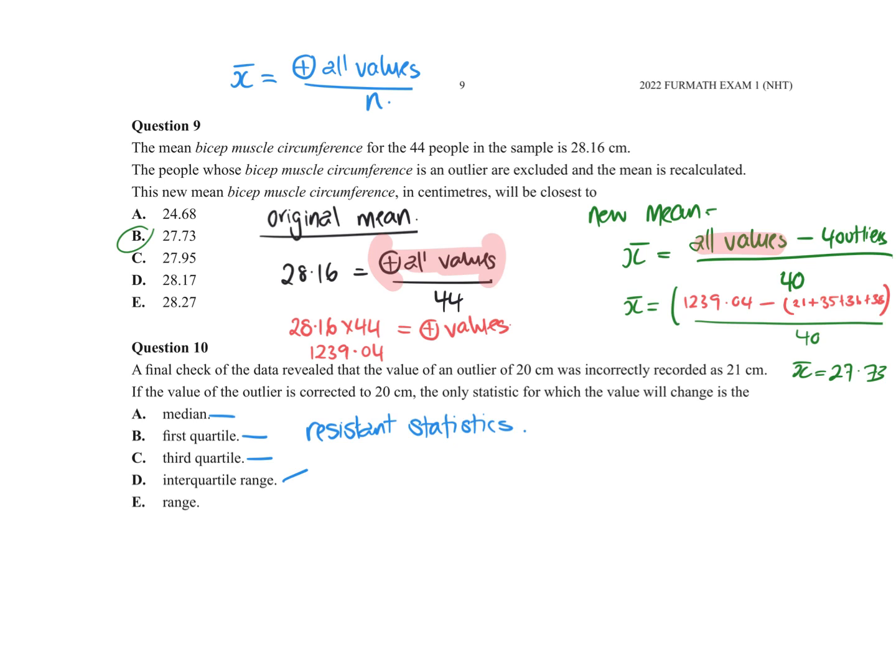So when that becomes 20, is it still going to be the smallest value and an outlier? Yes. So the only thing that's going to get affected is the range, because it's the minimum value, so the maximum minus the minimum, okay?